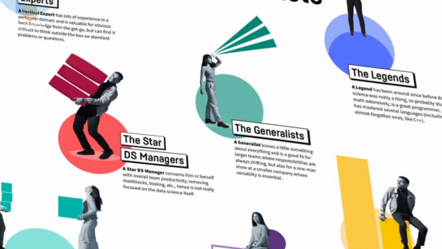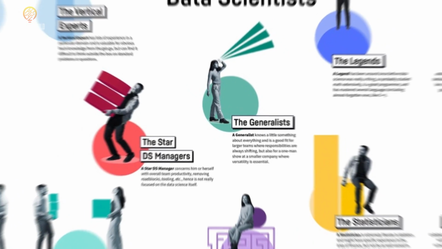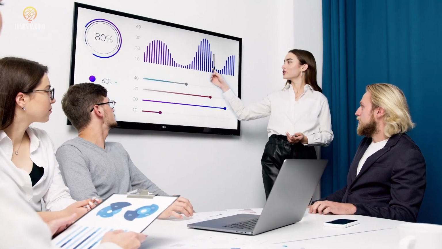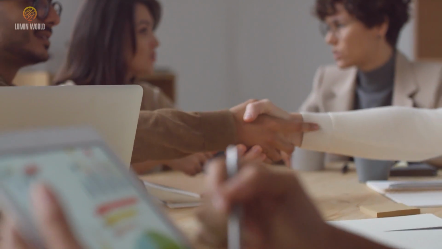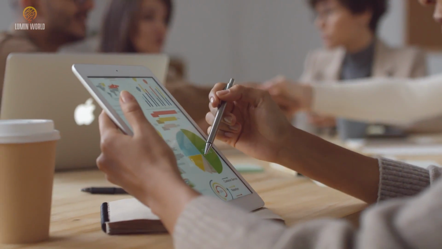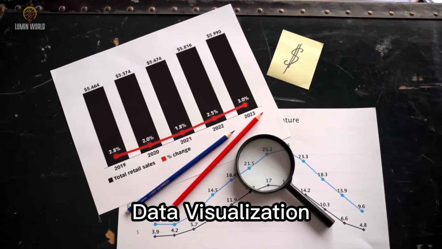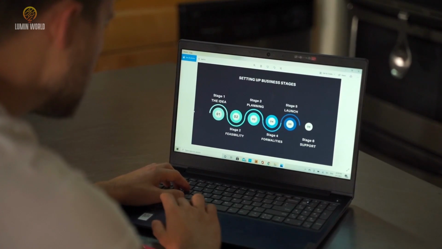There are many different types of data scientists, depending on their area of expertise. For example, a business analyst focuses on using data to make better business decisions, while a machine learning engineer uses data to build predictive models. Other areas of expertise include data visualization, natural language processing, and data engineering.